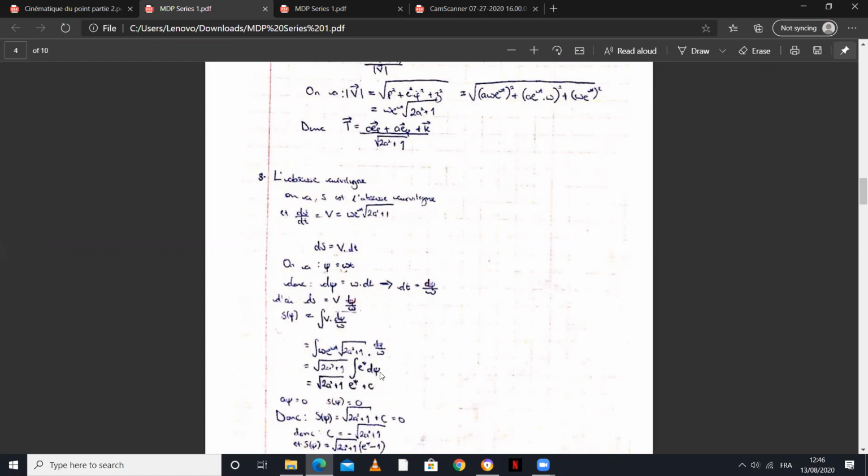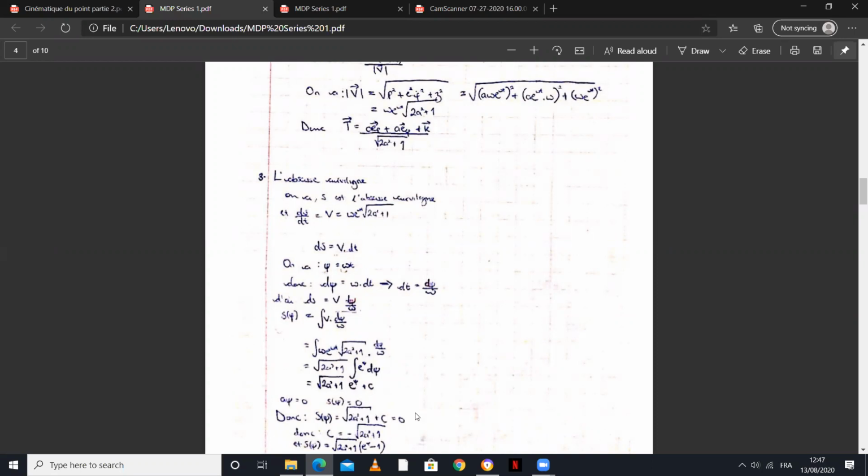Okay, so now they give us the initial conditions in the question to help us find the value of c. They told us that s of phi is equal to 0 when phi is equal to 0. I swapped them, sorry. So we have s of phi equal to this plus c equal to 0, because phi is equal to 0, so this is going to be 1, so it's going to disappear. It's going to be exponential of 0, which is 1, so we can just ignore it for now. So we'll be left with square root of 2a squared plus 1, plus c is equal to 0.